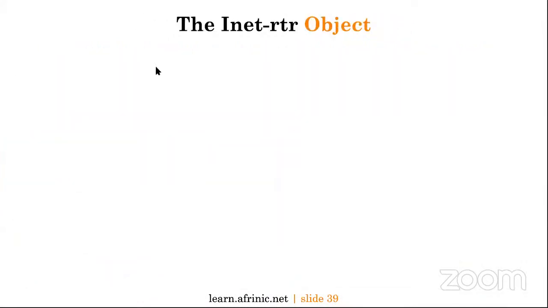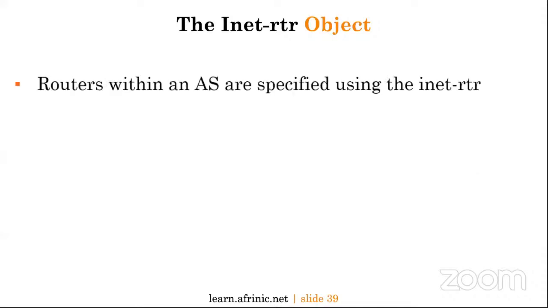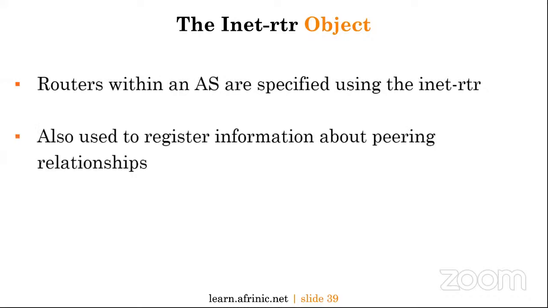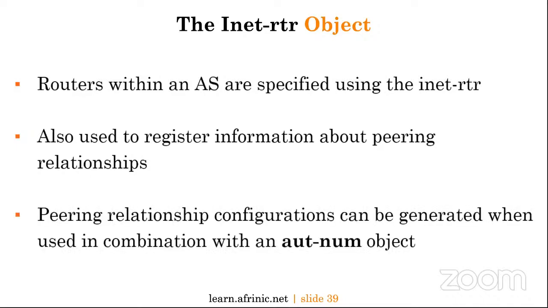Thank you. So the next object we're going to look at is the inet-rtr object, the internet router object. The summary of the inet-rtr object is basically all interfaces within your AUT-NUM, within your autonomous system. You can also use it to define peering relationships. In a more advanced course, we could show you this, particularly at exchange points, where you use your inet-rtr to define peering relationships, and you also have a template for that.